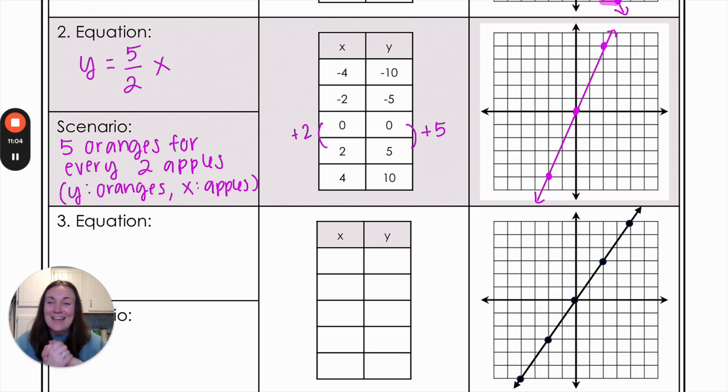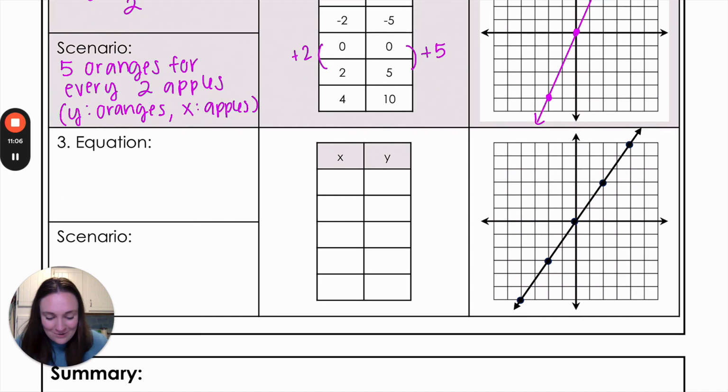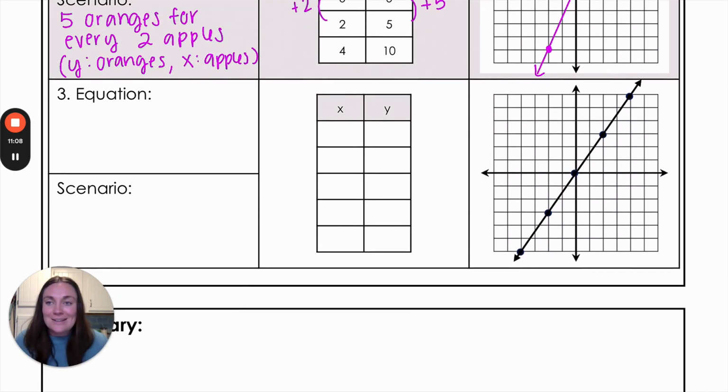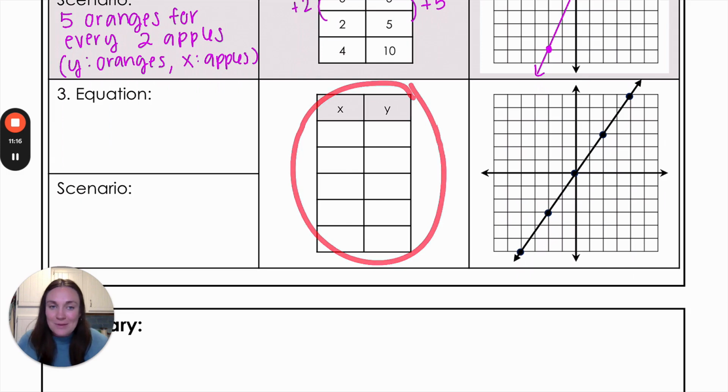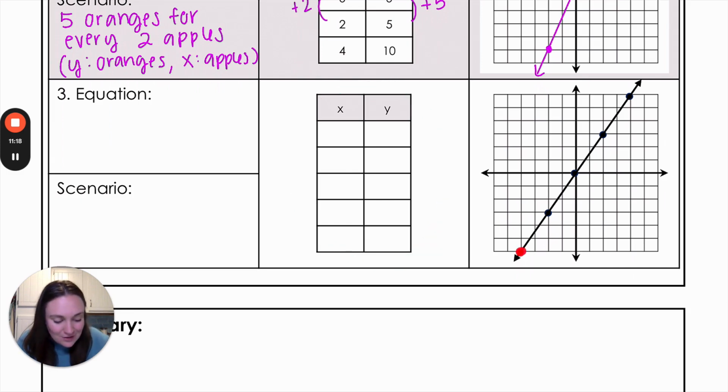All right, we have one last scenario to go through. So here we go. This time they gave us the graph to start off with. So when we have a graph, we can turn this into a table really easily just by plotting those ordered pairs. So let's start left to right. So this point is at negative 1, 2, 3, 4, and then down 1, 2, 3, 4, 5, 6. So that's the point, negative 4, negative 6.